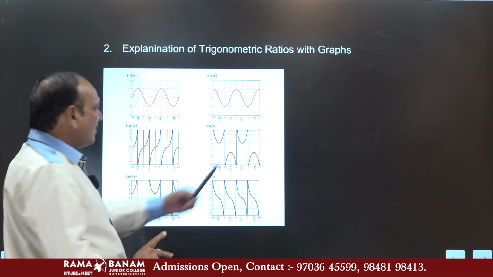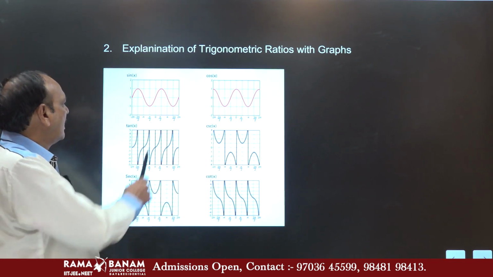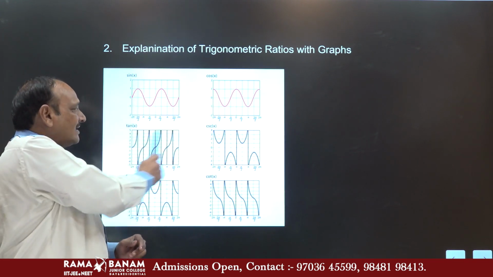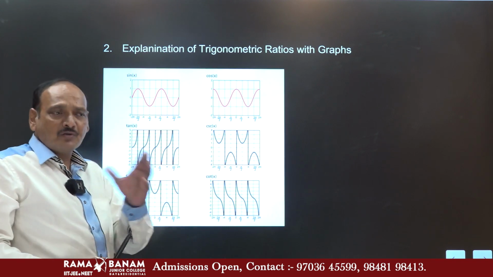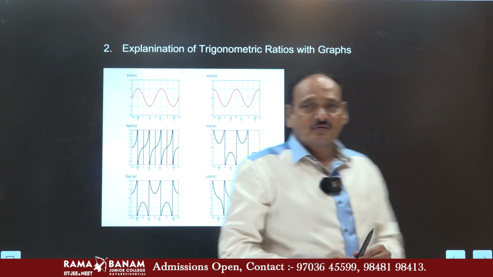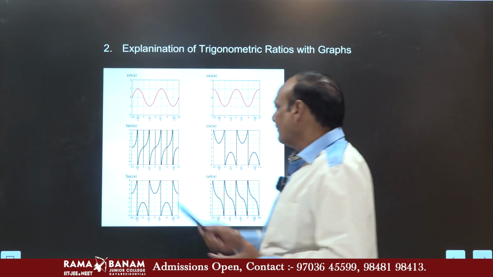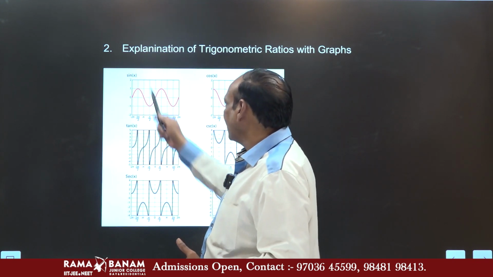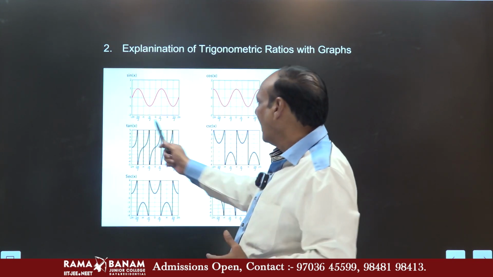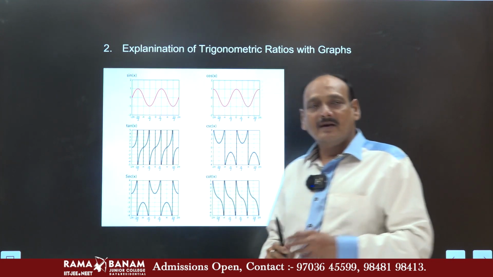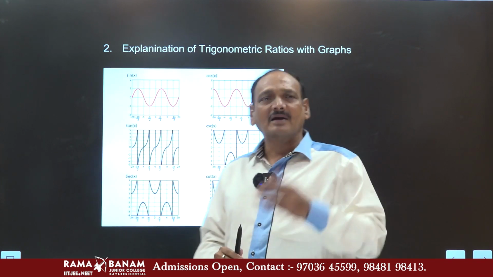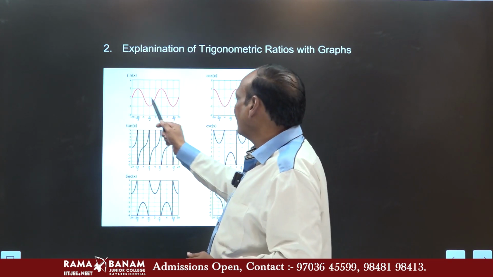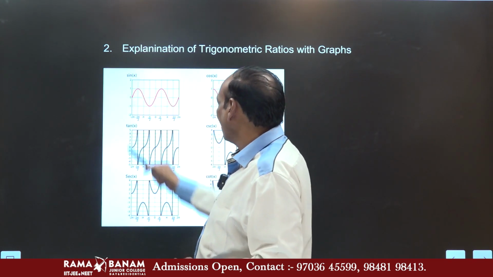Now, I just explained sin x, cos x, tan x, cosecant x, secant x and cot x. The graphs are most important, so with graphs you can learn. I use the concept of the x-axis and y-axis: on the x-axis I can take degrees or radians, and on the y-axis I take the numbers. Here I am taking the x-axis and this y-axis.